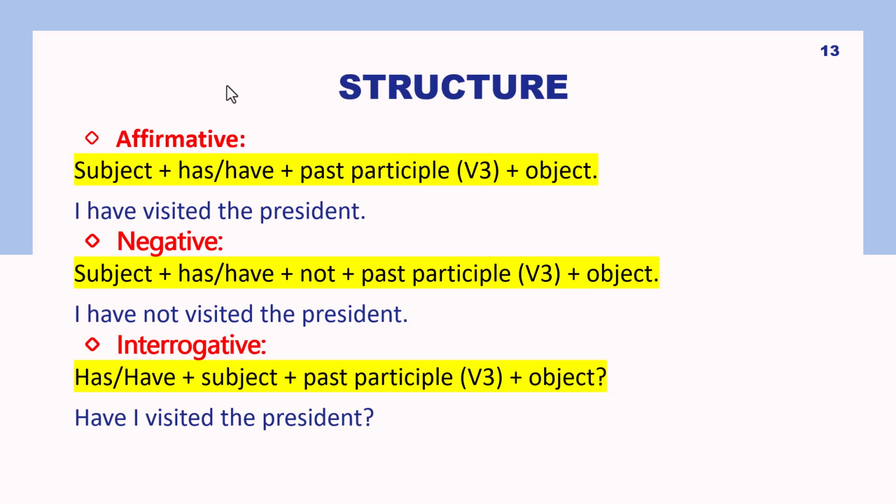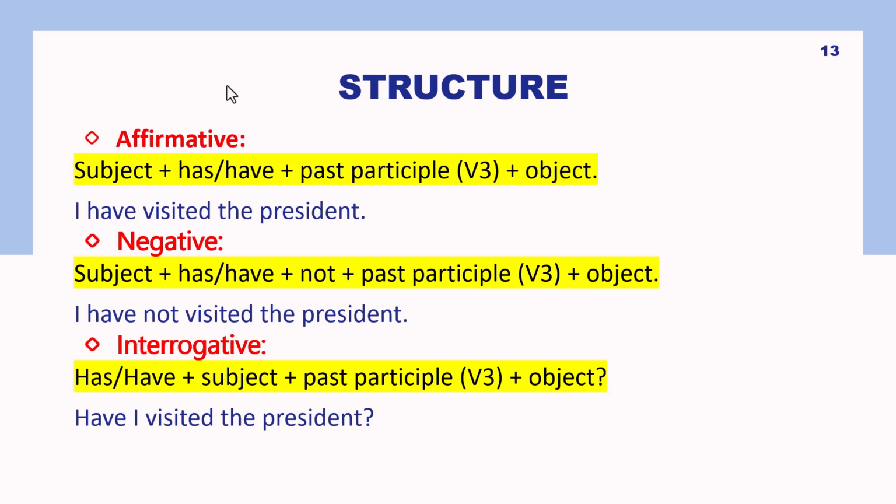So, if you want to make an interrogative sentence or a question, or you change the positive sentence into question, use the following structure. Has or have plus subject plus past participle or third form of the verb plus object and a question mark. So one thing I have to mention is that we use have for the subjects I, we, you, and they. And we use has for third person singular subjects like he, she, and it.